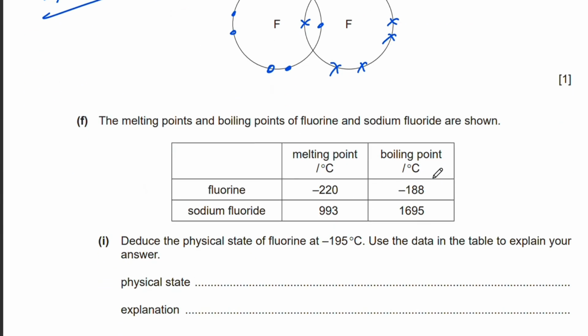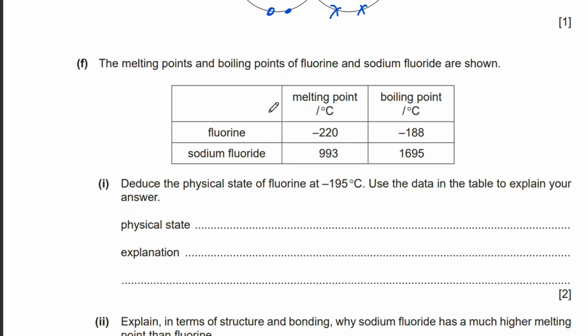Okay, up next. The melting and boiling points of fluorine and sodium fluoride are shown. Fluorine: you can see the melting point is minus 220, boiling point minus 188. Sodium fluoride is quite high, 993 and 1695. Now deduce the physical state of fluorine at minus 195 degrees Celsius. Use the data in the table to explain your answer.